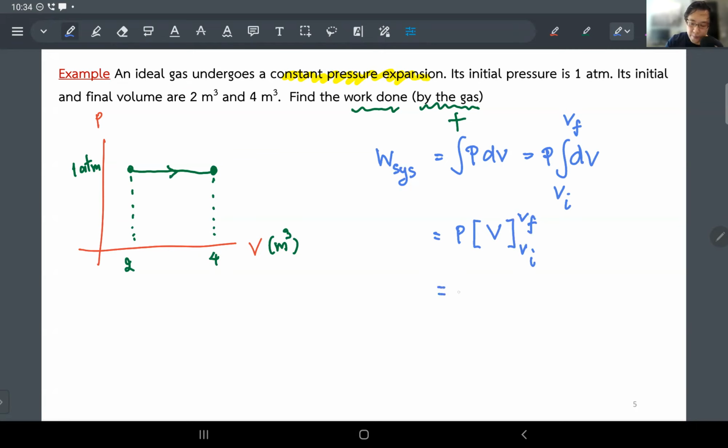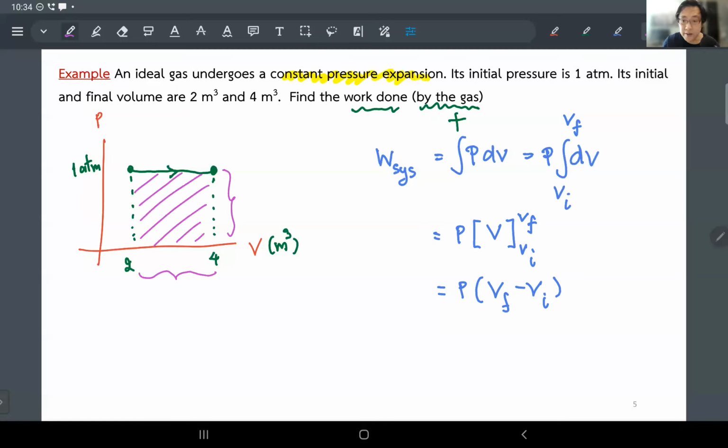And that is going to be P times V final minus V initial. You guys with me now? Okay. And this is exactly as we expect, because P is just the height, and V final minus V initial eventually gives you the length over here. So that's perfect. It's just the area under the curve. All right, so this one, no surprise. This one is good.